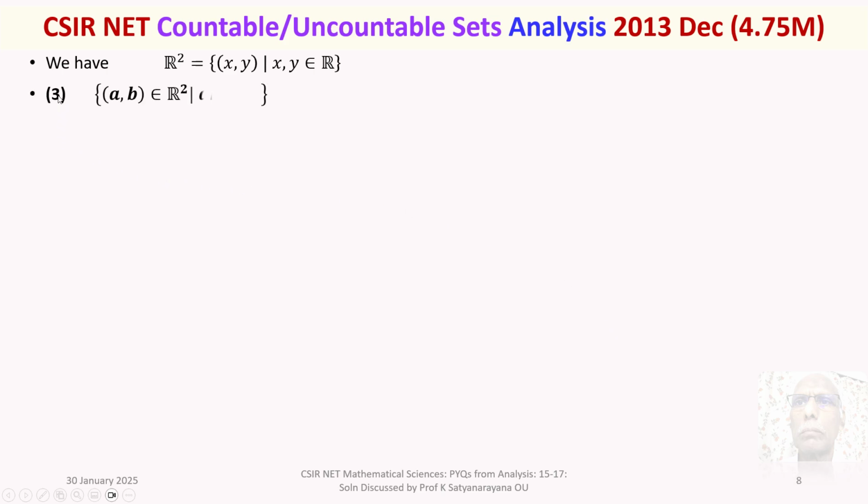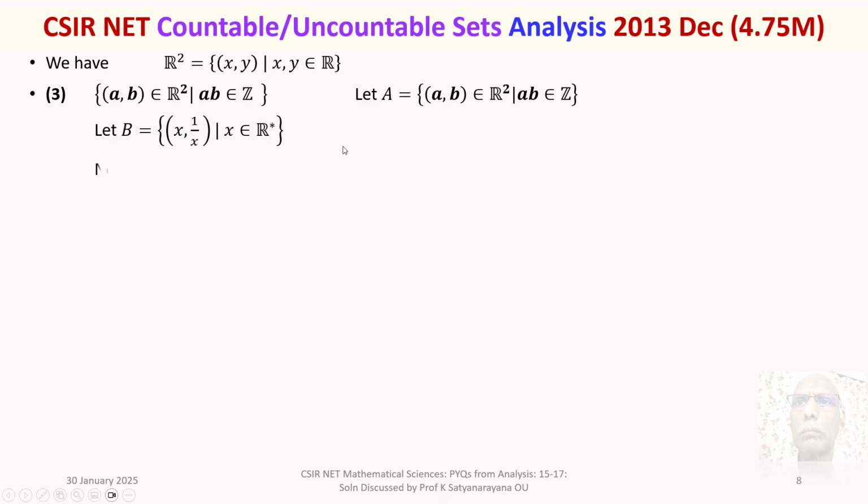We go to option 3. The set of all ordered pairs (a, b) belonging to R square such that the product ab is equal to 1. Let's call this the set A. Consider the set B equal to the set of all ordered pairs (x, 1/x) where x belongs to R star. R star means non-zero real numbers. And now B, the set of all ordered pairs (x, 1/x), belongs to R square, and the product x into 1/x is 1. 1 is an integer. And good.